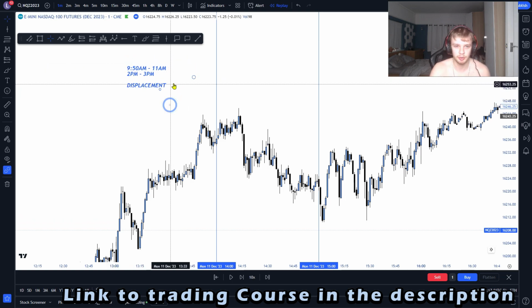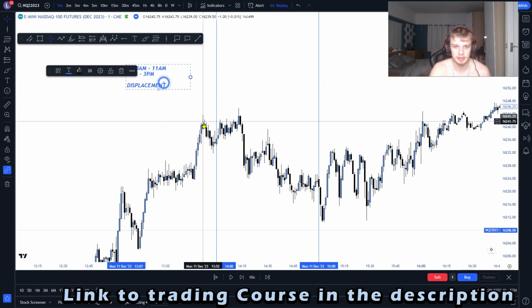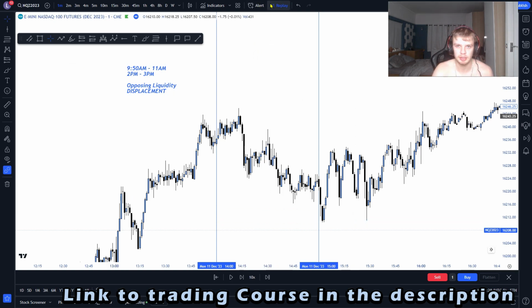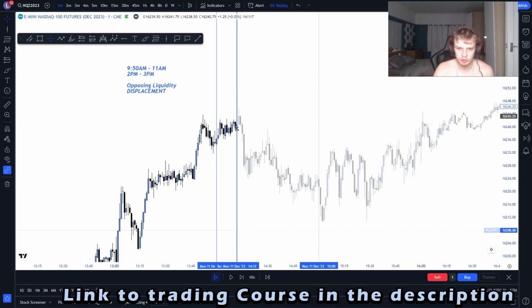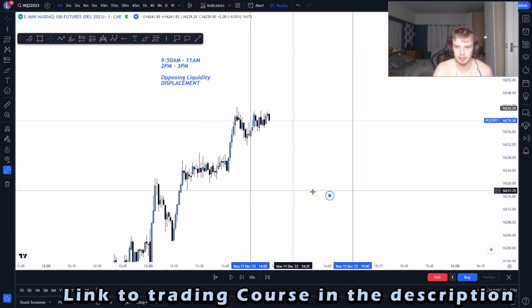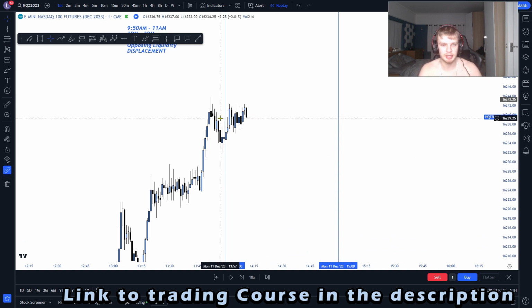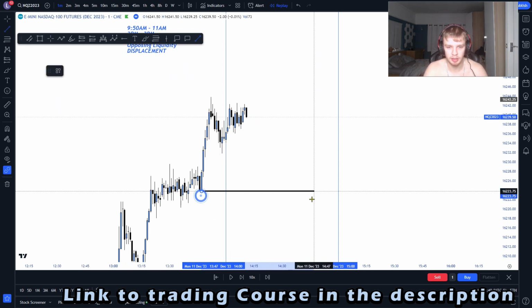So far, all we are looking for is opposing liquidity. Let me write that down. So opposing liquidity. So where would the opposing liquidity be in this trade sense right here before we get the displacement? So if we're looking at this chart now, opposing liquidity would be very clear, and that would be right here.